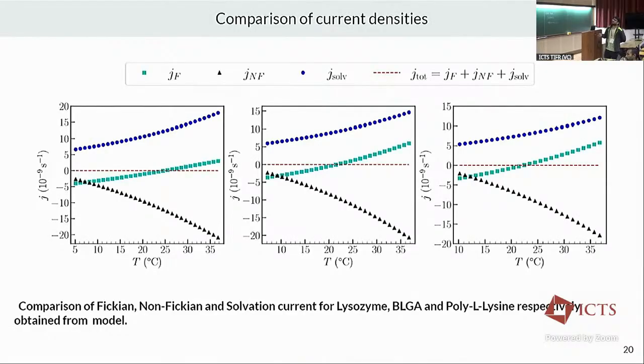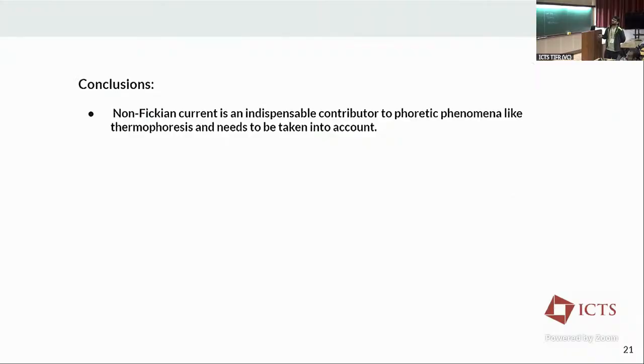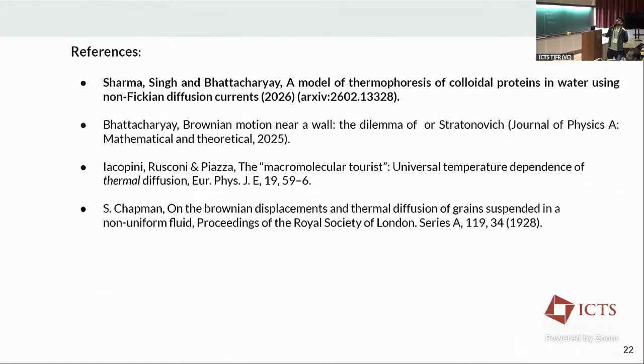Here I compare these three current densities for the lysozyme, poly-lysine, and BLG. You can clearly see that solvation is always positive. This Fickian current is negative below the critical temperature, and then it becomes positive. And this non-Fickian current always is the strongest, and it always remains negative. So the conclusion is that non-Fickian current is very important, and it needs to be taken into account to understand phoretic phenomena like thermophoresis. These are the references. You can find more details of the work in this paper.